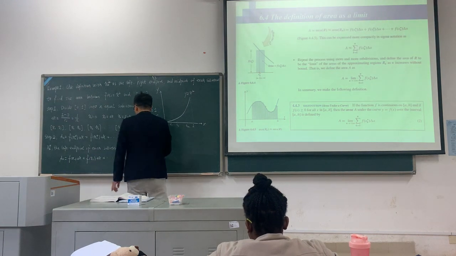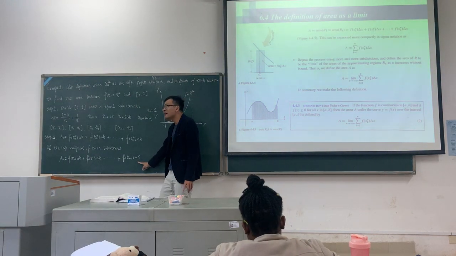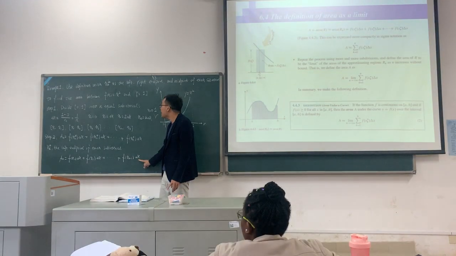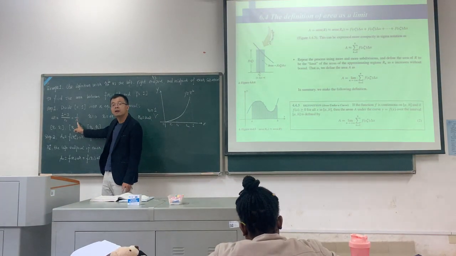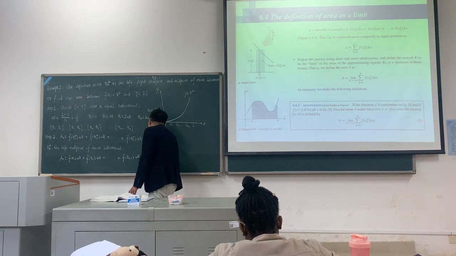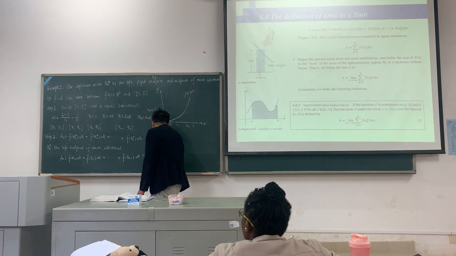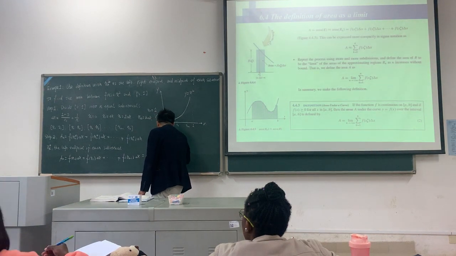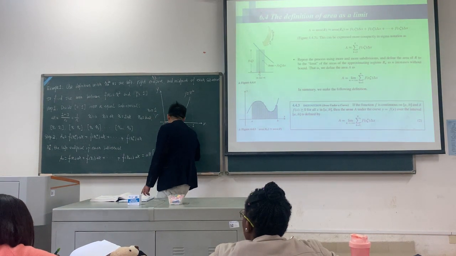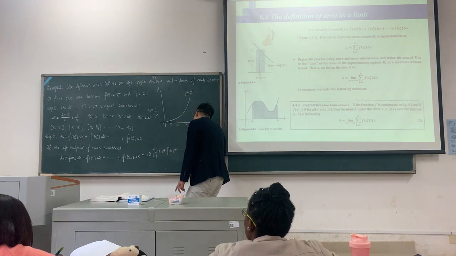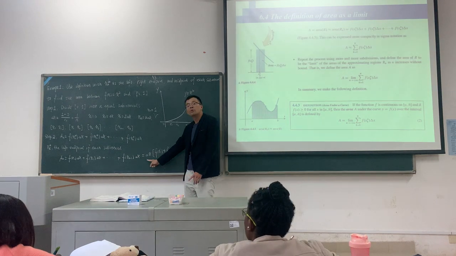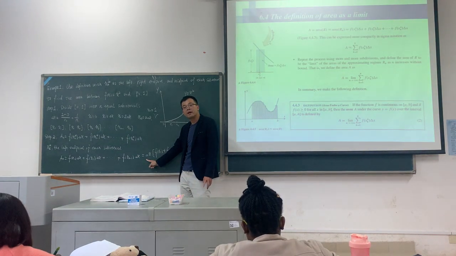Now first, delta x, okay? Delta x actually is what? Delta x actually is a constant, 1 by n, yeah? So here we can take out delta x. So here is f(x0) plus f(x1) plus ... f(x_{n-1}), yeah? So we take out delta x, yeah?